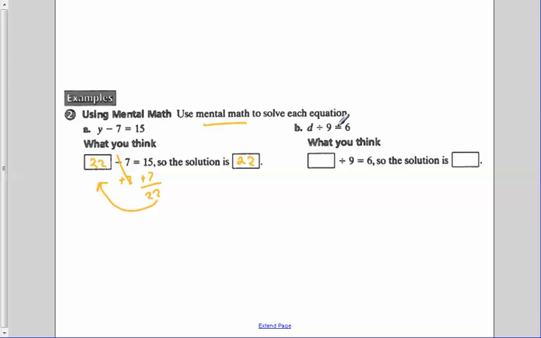All right, d divided by 9 equals 6. Well, we can think about our multiples of 9 and 6. 9 times 6 is 54. So the opposite of multiplication is division. So 54 divided by 9 is 6. So the solution would be 54.